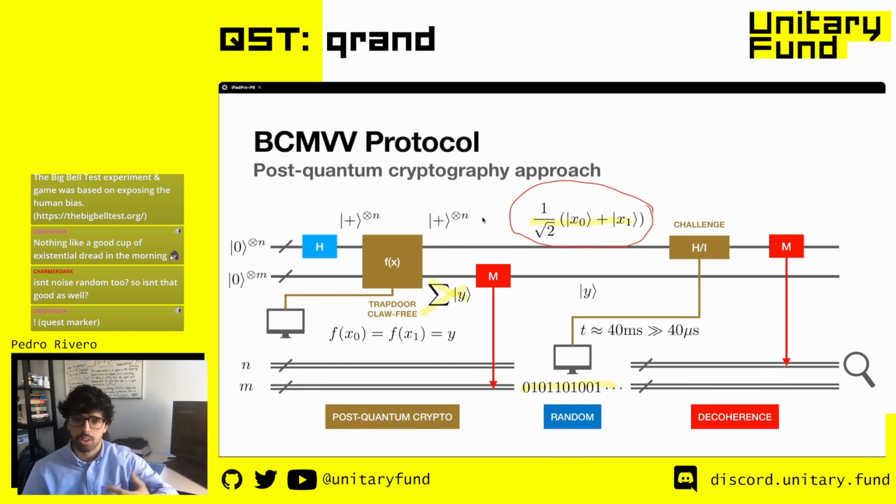The problem with this protocol is that if you want to perform that connection to send the challenge, that takes you at least about 40 milliseconds when you measure the latency of sending information through the internet. And right now, coherence times in quantum processors are about 50 microseconds. So we're still a few orders of magnitude away from being able to do this. But once it arrives, it's going to be revolutionary, I think. And we are preparing QRAND to be able to support this.